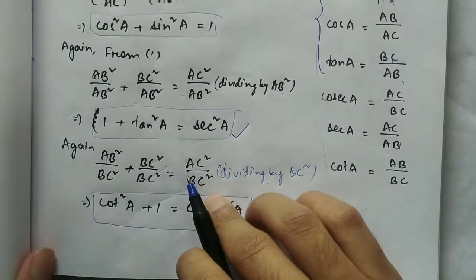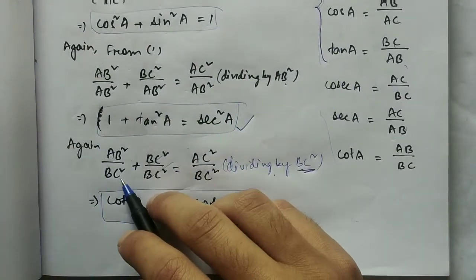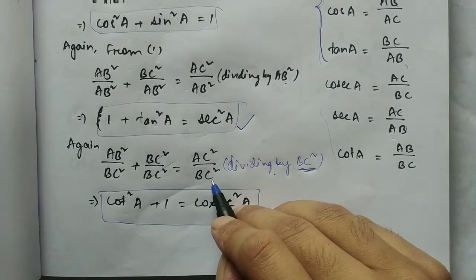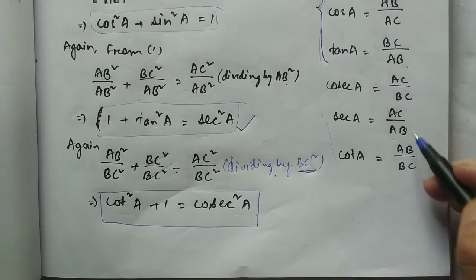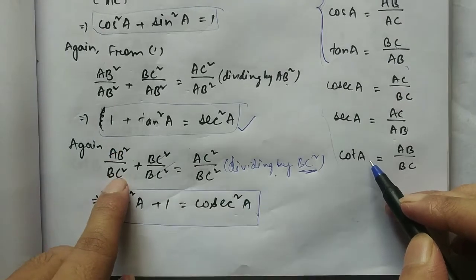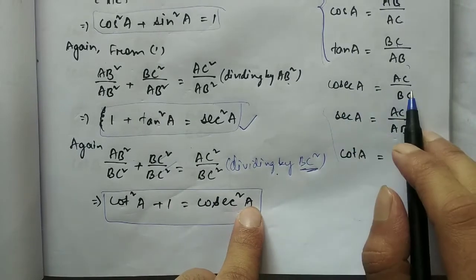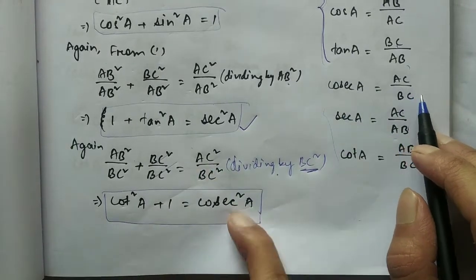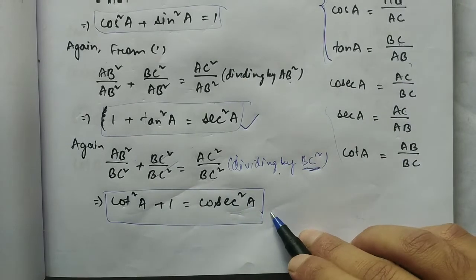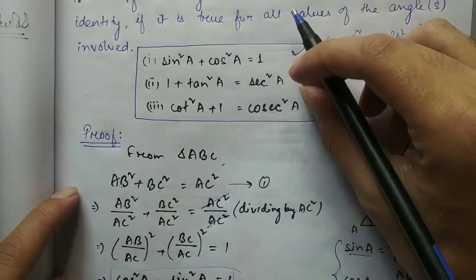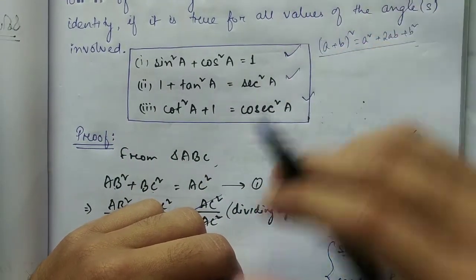And for the last equation, what we do is divide this equation by BC square. So what we get is AB square by BC square plus BC square by BC square is equal to AC square by BC square. We see that AB by BC is cot A, so AB square by BC square becomes cot square A, and AC by BC is cosec A, so AC square by BC square becomes cosec square A. Then we get the third trigonometric identity, that is cot square A plus 1 is equal to cosec square A. So basically these are the 3 basic trigonometric identities which we are going to use in the last exercise to solve the various problems.